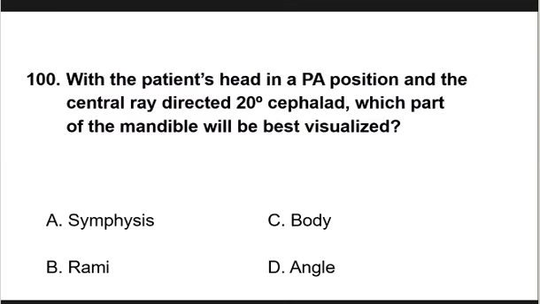With the patient's head in a PA position and the central ray is directed 20 degrees cephalad, which part of the mandible will be best visualized? So kung naka-PA position and the central ray is 20 degrees cephalad, which part of the mandible should be visualized? So the body is the one being visualized. That is the part of the mandible that can be demonstrated in the PA position wherein the central ray is 20 degrees cephalad. Okay, so the answer is Charlie.